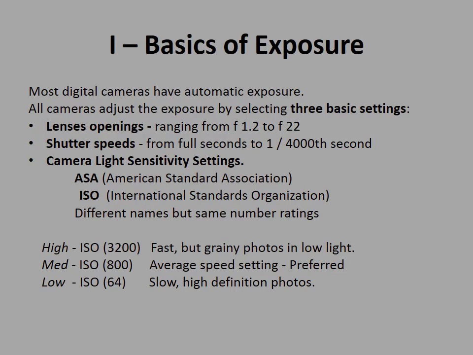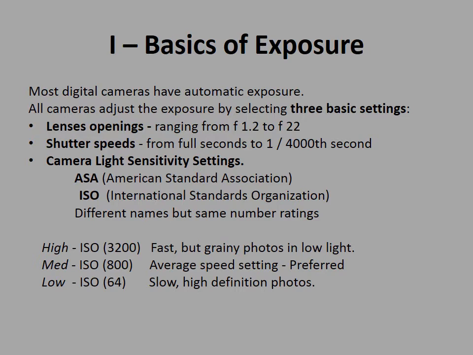There are 3 basic exposure settings: the lens opening, the shutter speed, and the camera light sensitivity settings or film speed. The film speed is referred to in 2 different ways, ASA and ISO. They both have the same numbers, and in general a medium ISO of 800 is the average speed setting that is preferred.